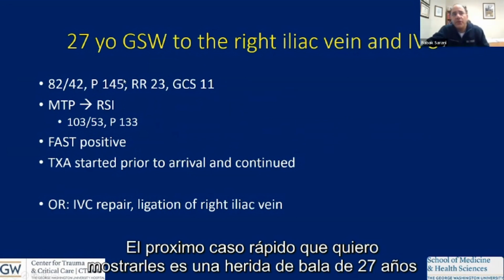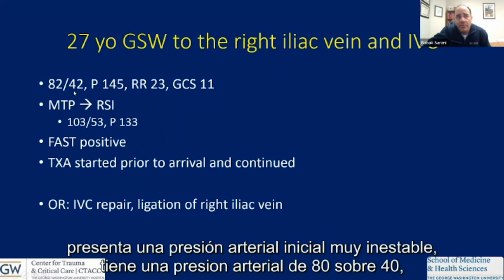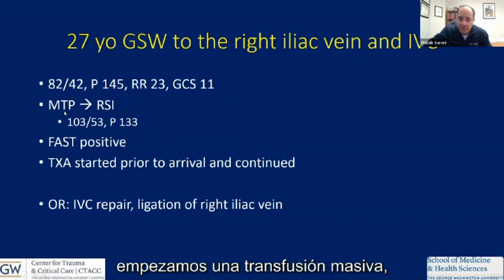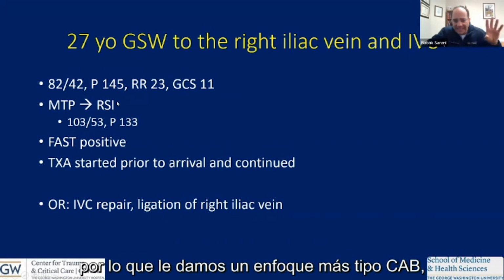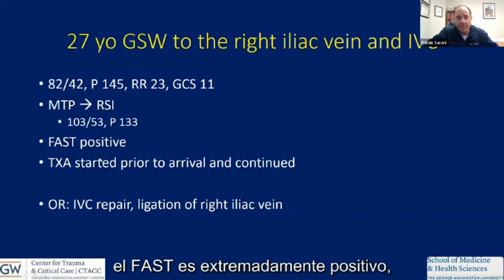Next quick case I want to show you guys is a 27-year-old gunshot wound to the right iliac vein and the inferior vena cava. Presents very unstable. Initial blood pressure is about 80/40, heart rate of 145, GCS score is 11. We start a massive transfusion. We give the person blood. We get a better blood pressure than we had before, and we go ahead and intubate the person. So we take more of a CAB type of approach, where we resuscitate the patient first and then we intubate. The FAST is grossly positive.